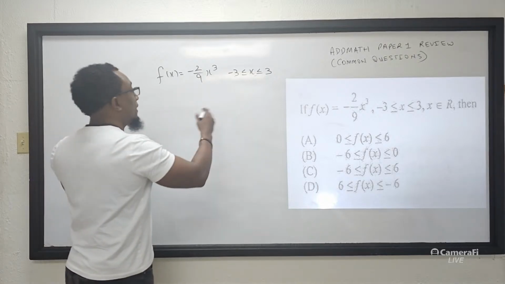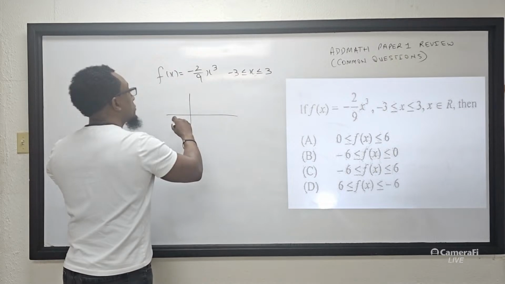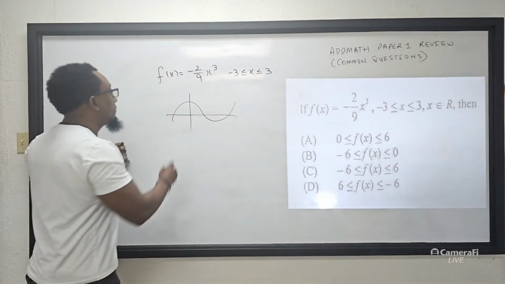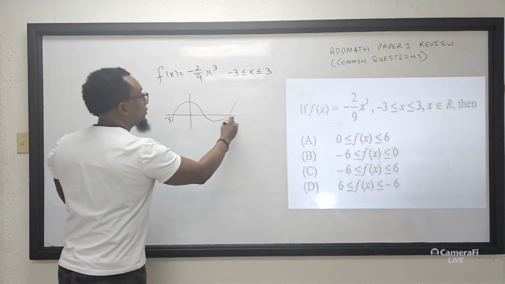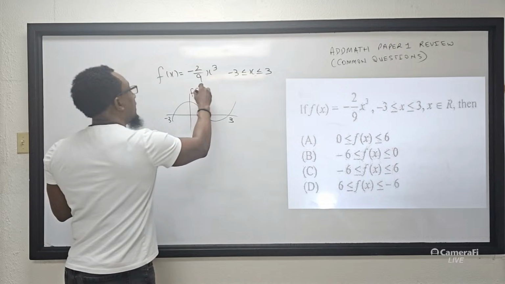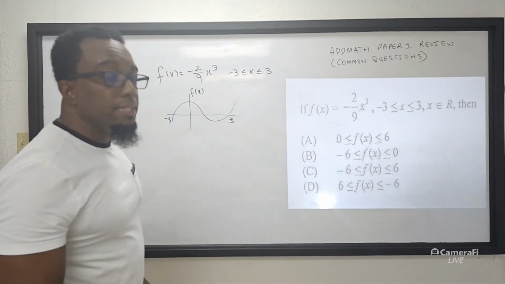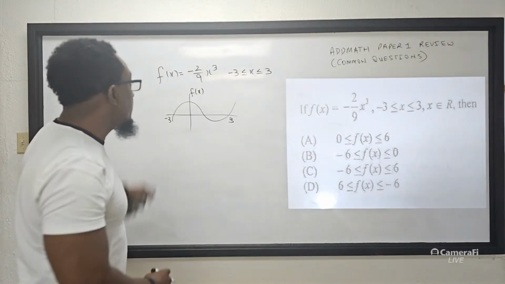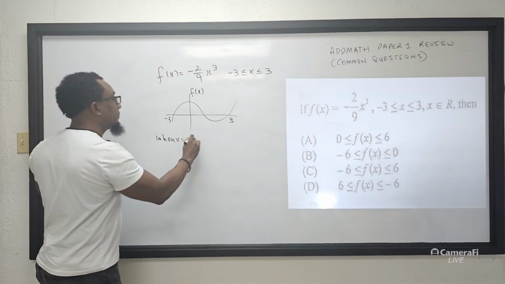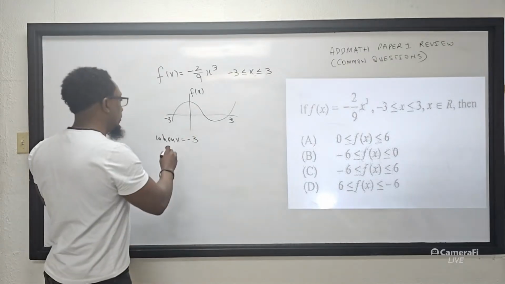Let's assume that this is our curve, negative 2/9x cubed. X cubed is always a curve that shapes like that. So we're running from negative 3 to 3. That's along your domain. So what is the range? What is the f of x, or the y-axis? The range. So we want the lowest to highest value along the y-axis. So when x is negative 3, what is f of x? What is the corresponding y value?